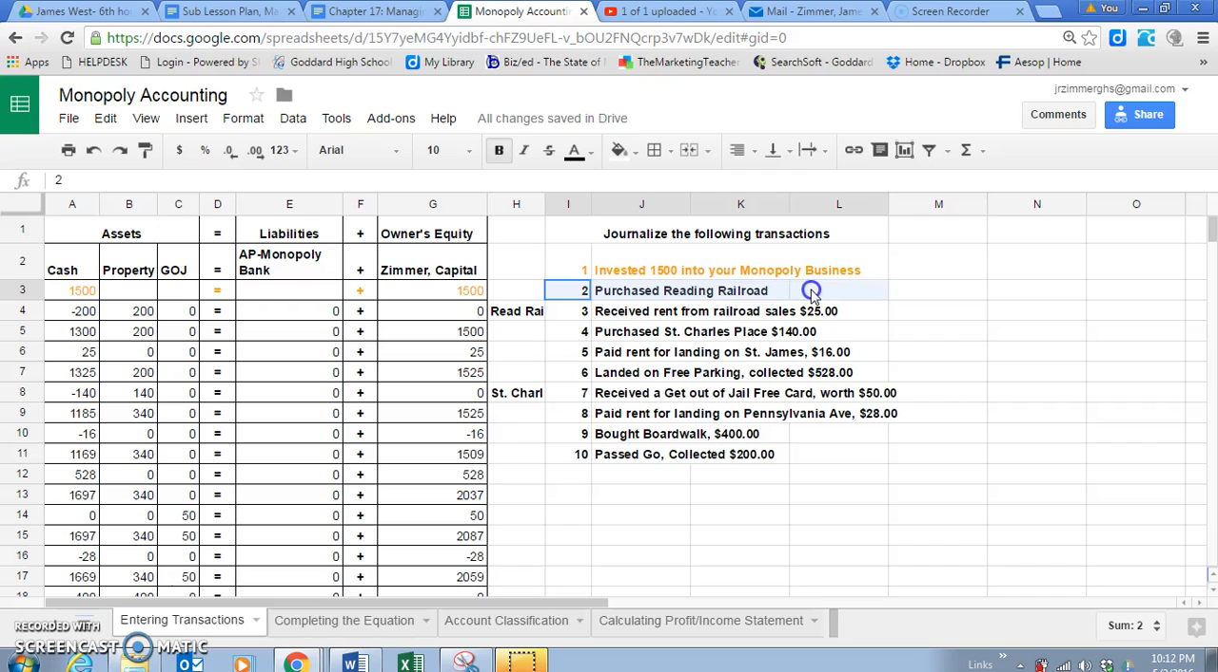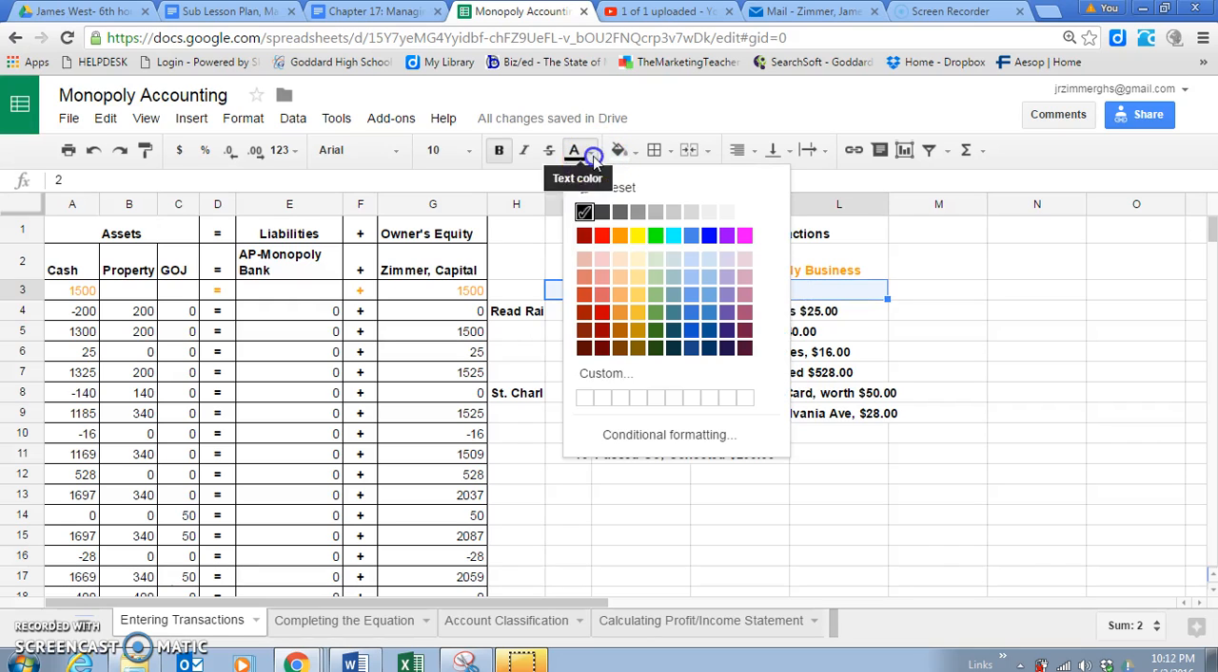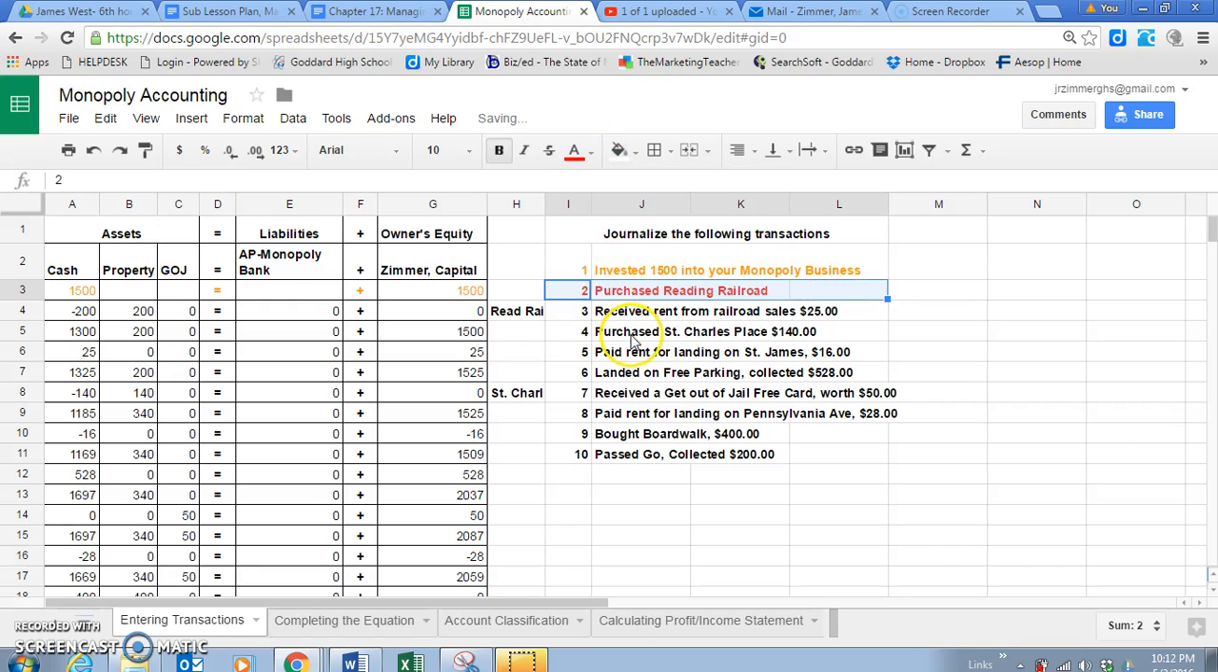Then we'll come down to the second one as we're playing the game, let's say, and we're trying to keep our equation in balance. It's going to be red. We purchased Reading Railroad. Well, I know that Reading Railroad, looking at the board, costs $200. And in order to keep my equation in balance, I have to account for $200 in two different places. Every transaction affects at least two accounts. It could be more. In Monopoly, you're probably not going to have very many more, but it could be. If you take accounting, we'll talk more about compound entries.